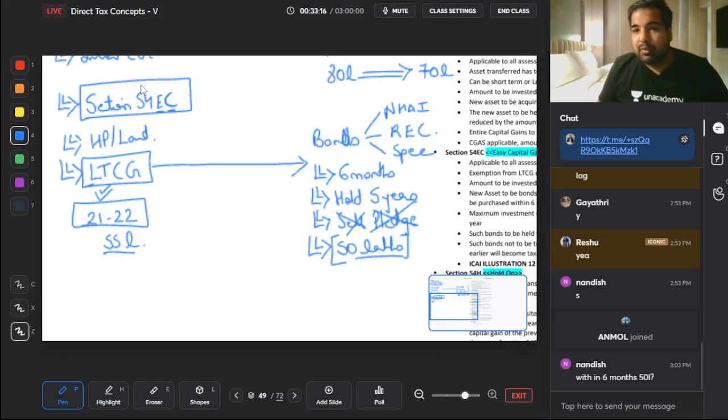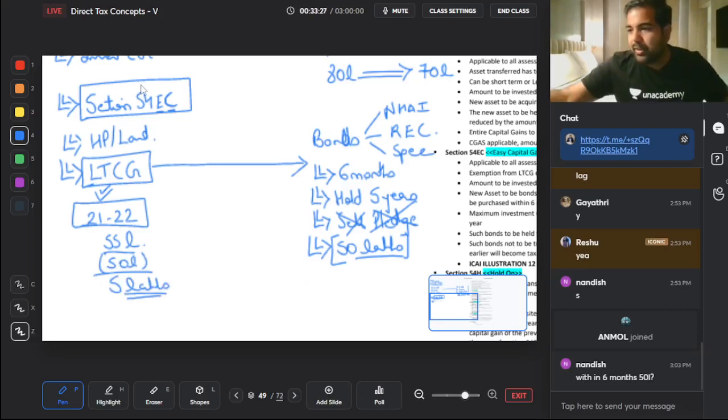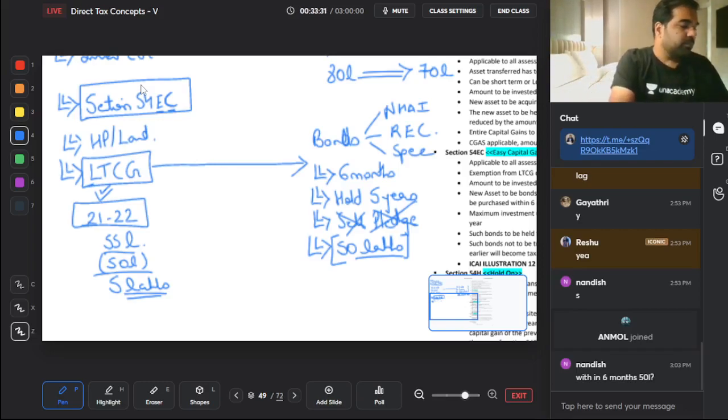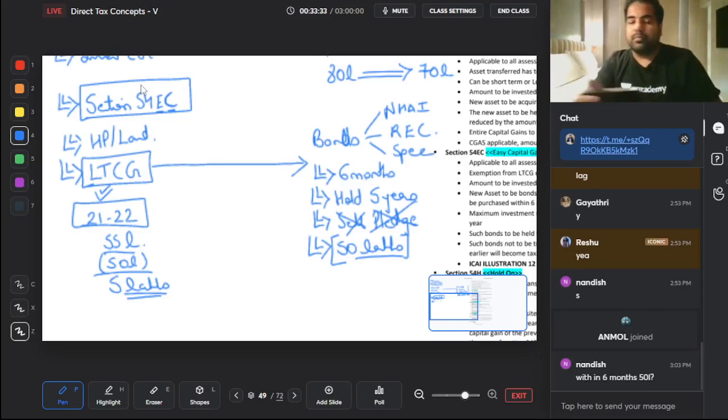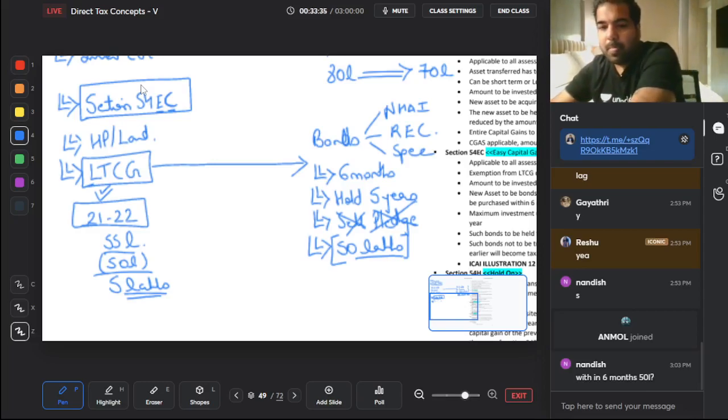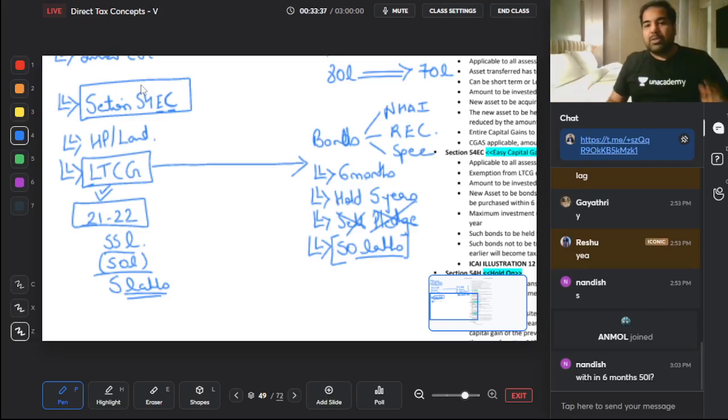What if my gain are 55 lakhs? Then can I buy bonds worth 50 lakhs? Yes, you can buy bonds worth 50 lakhs. You will get an exemption of 50 lakhs, but on 5 lakhs, you'll have to pay tax. Guys, this is an exemption. Yes, within 50 lakhs, within 6 months.